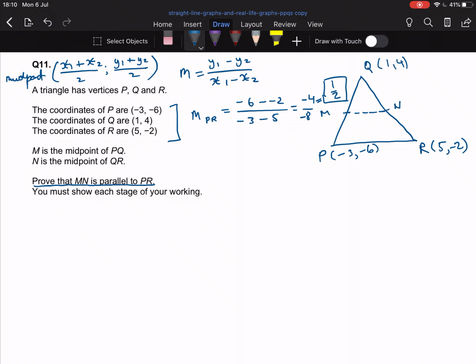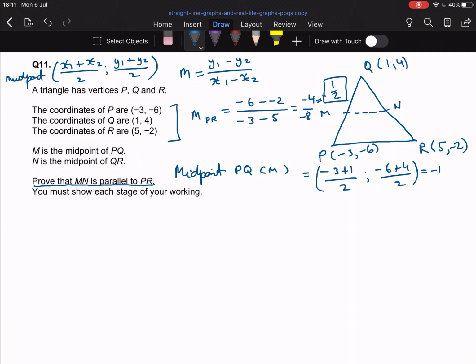So I'm going to try to work out now the coordinates of M. So the midpoint of PQ, also known as M, is equal to, so I'm adding the x coordinates of P and Q. So I'm doing -3 plus 1 over 2, that's the x coordinate, and then the y coordinate, -6 plus 4 over 2. Now let me simplify that. -3 plus 1 is -2, -2 over 2 is -1, if my calculations are correct. And then I've got -6 plus 4 for the y coordinate, and that's -2. -2 divided by 2 is -1. So I've got the coordinates of M, which are -1, -1.